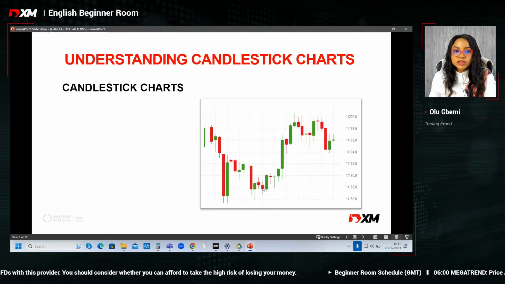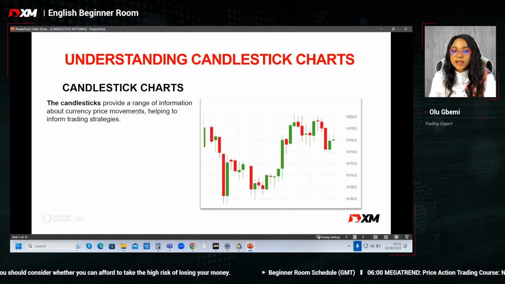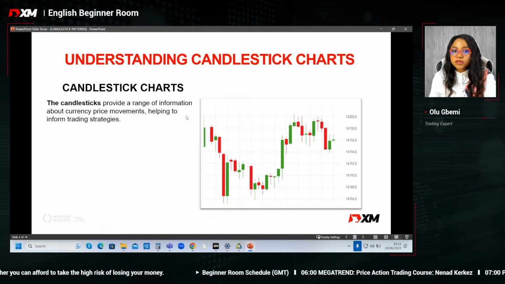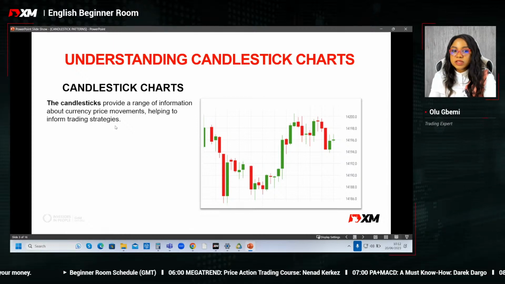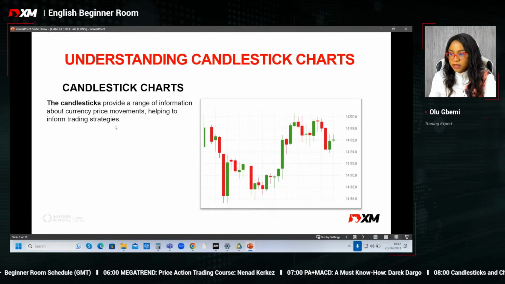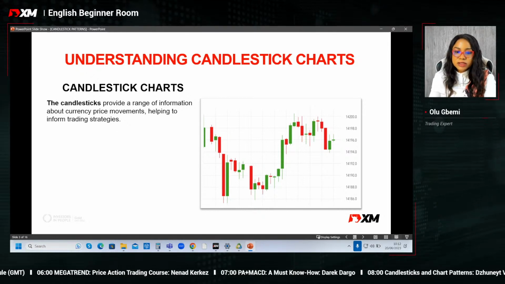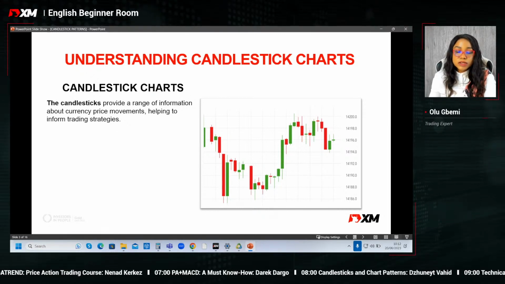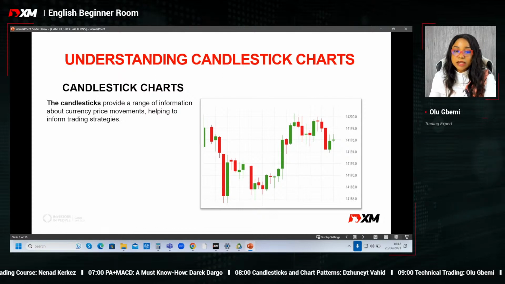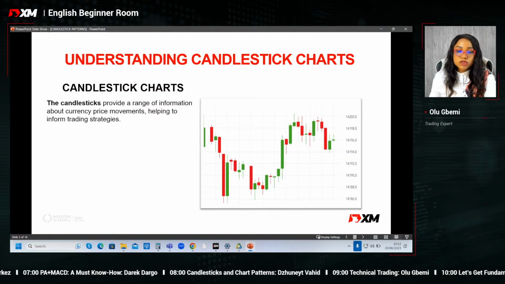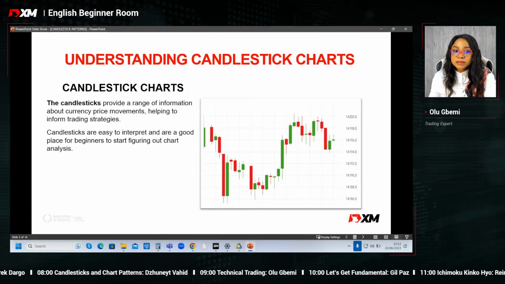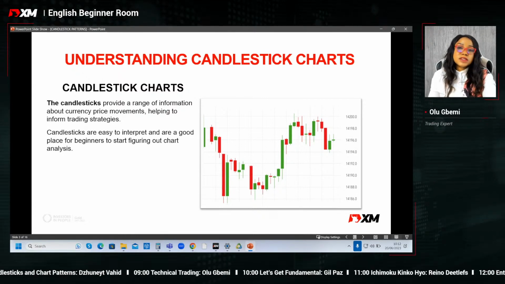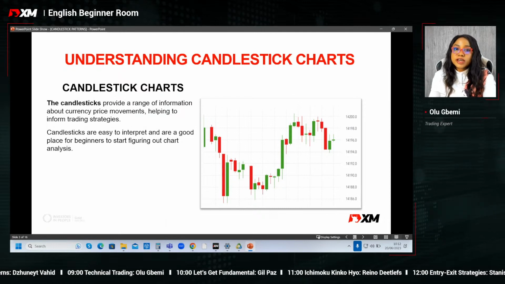So what are candlestick charts? Candlesticks provide a range of information about currency price movement, helping to inform trading strategy. Candlesticks help inform trading strategies, setups, and indications of where the price is likely going to be. They are easy to interpret because they are a good place for beginners to figure out chart analysis.